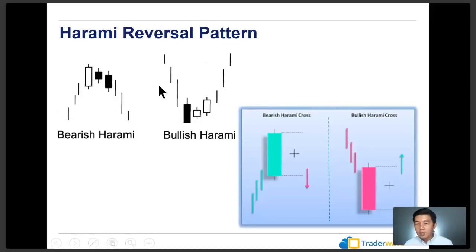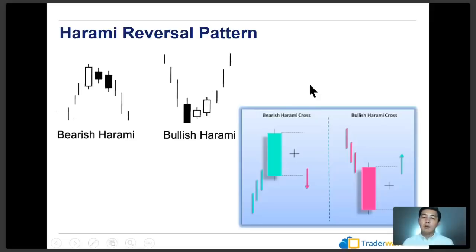Generally for Harami, there are two classifications as well. One is what we call the bearish Harami. In this case, it has a body on the second candle. Or there's also what we call a bearish Harami cross. The cross is when the second candle doesn't have a body at all. It's a cross over there. So you can see over here, bearish Harami, it reverses back down. Bullish Harami, it reverses back up.